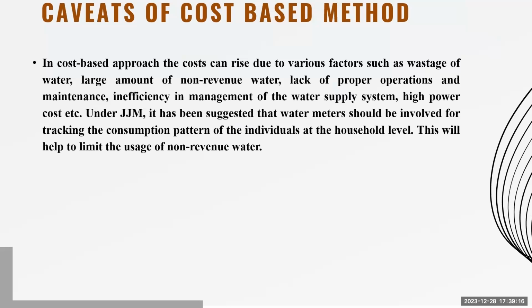So we also need to know the caveats of the cost-based method. So far, we have been talking about the cost-based method. In the cost-based approach, the cost can rise due to various factors such as wastage of water, a large amount of non-revenue water, because you may be supplying it to various places like schools and Anganwadis and so on, and whether the water utilization there is judicious or not. It's also something to keep in mind, and apart from the wastages, there may be breakage and other things due to which there may be wastage of water happening.